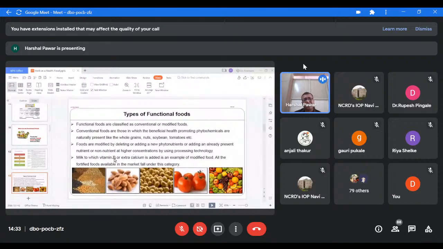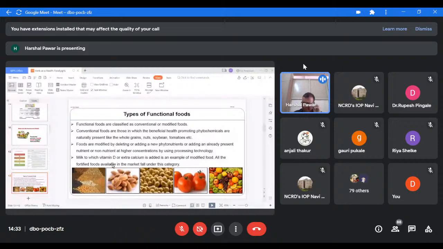Milk, to which vitamin D or extra calcium is added, is an example of modified food, right? So many such fortified foods are available in the market, right? Wherein you're going to use the different components which you are getting from the different plants or herbs.